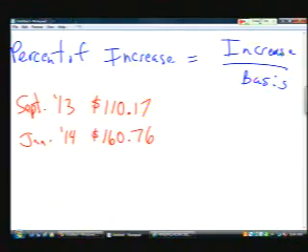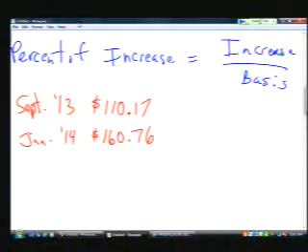Meaning when you win, you win better than the percent that the stock wins, and when you lose, you lose more than the percent the stock lost when you're using stock options. It's called leverage. That's what it's called. So it's a two-edged sword. Now we want to do the increase divided by the basis.